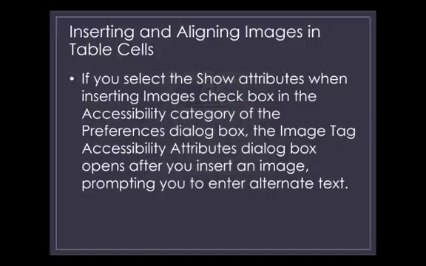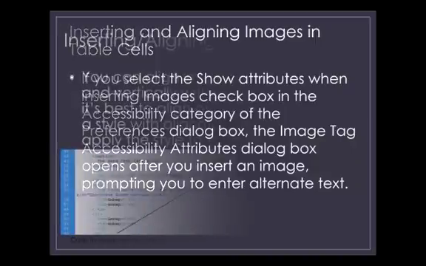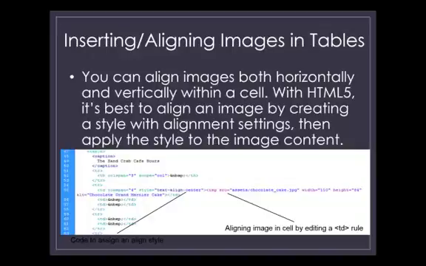If you select the Show attributes when inserting images checkbox in the Accessibility category of the Preferences dialog box, the image tag accessibility attributes will open after you insert an image, prompting you to enter the alternative text. You can align these images in a table using the Image command, or if you already have the images saved in your website and you would like to insert them in a table, you can drag them from the Assets panel to the table cell. Now the images will be aligned both horizontally and vertically within the cell.